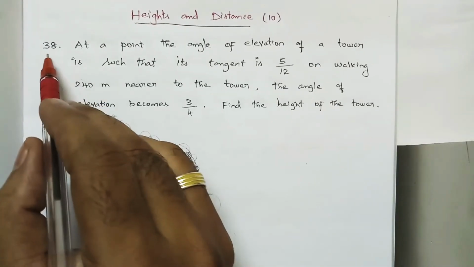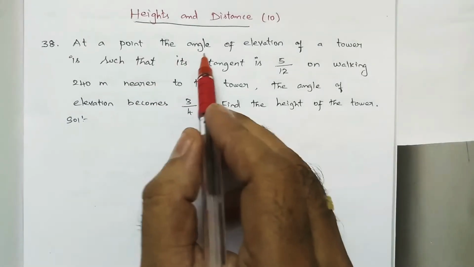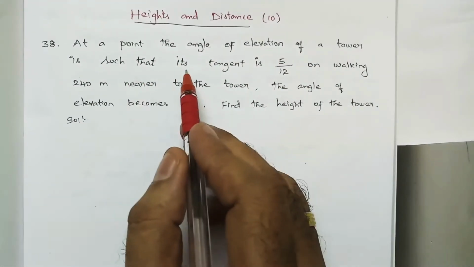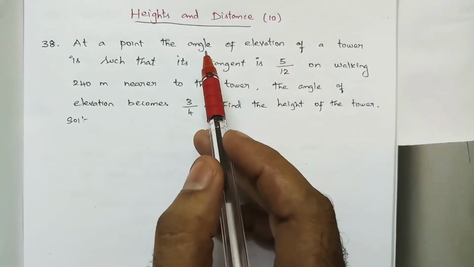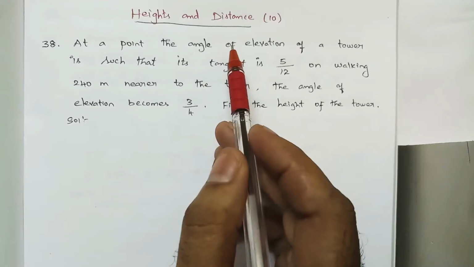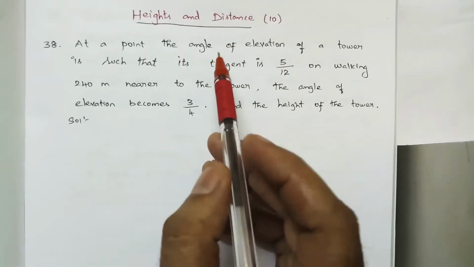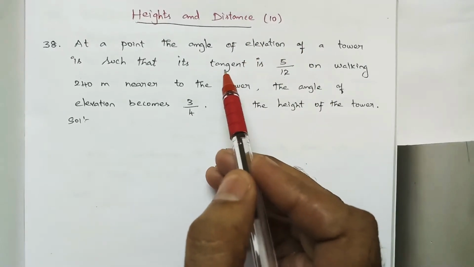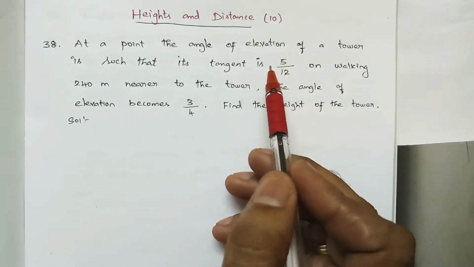Okay. Sum number 38. At a point, the angle of elevation of a tower is such that its tangent is 5 by 12. Usually they will give the value of the angle of elevation as something like 30, 45, 60. But instead of that, the angle of elevation they have given in terms of tangent, right? Tan theta is equal to 5 by 12. They have given it in terms of a fraction.